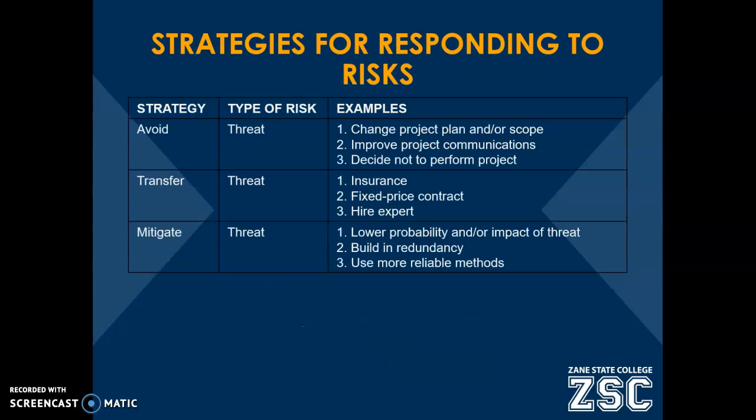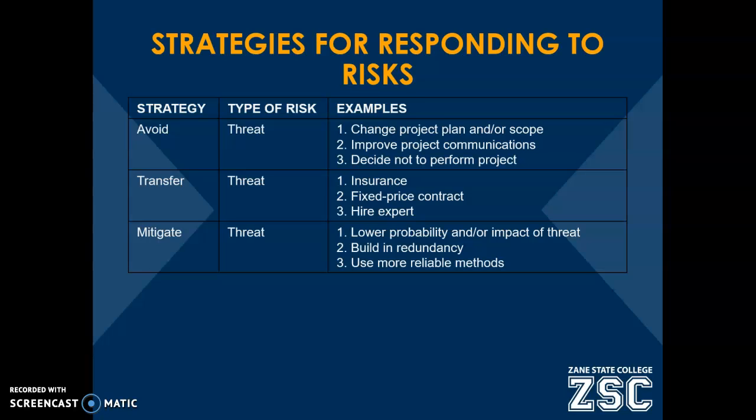So most of the chapter has been spent talking about ways of identifying risks and categorizing risks, and we have only a little bit of information here at the end on how to then deal with these risks. So once we've identified a potential risk, how do we deal with it? In terms of project threats, there are three basic strategies. We can avoid the risk, we can transfer the risk, or we can try to mitigate the risk.